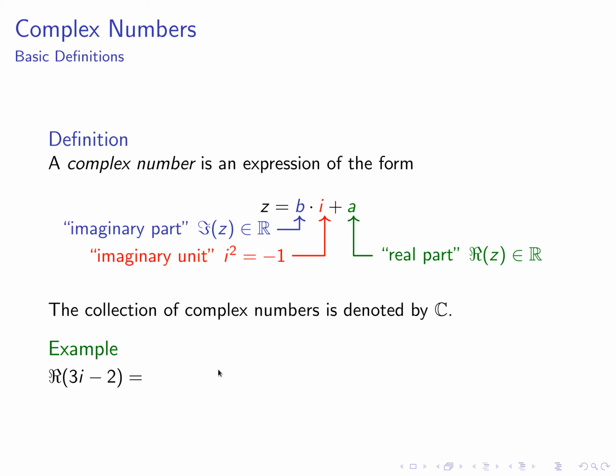So, for example, the number 3i minus 2 is a perfectly good complex number. The real part of this complex number is equal to -2. That's the part of this number that is not being multiplied by i. The imaginary part of this complex number, 3i minus 2, is the part being multiplied by i, which is equal to 3.